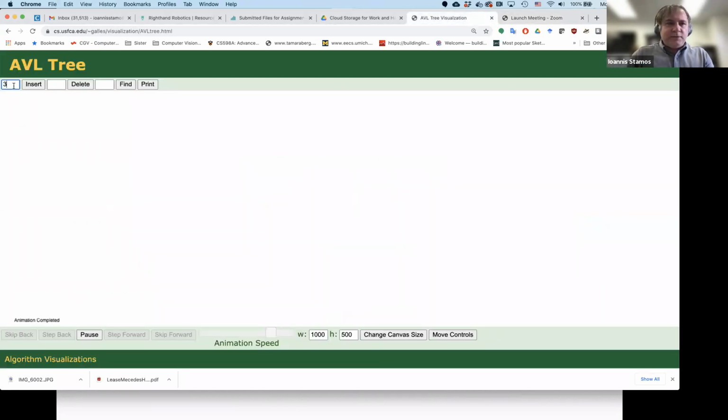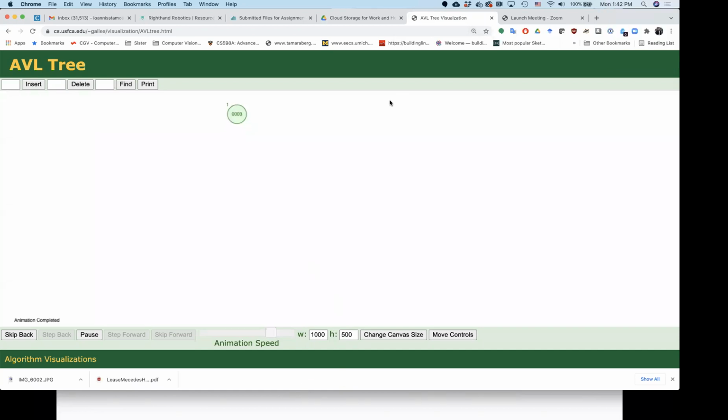All right, 3 to 1. We insert 3. Okay, now that's the applet. The only problem that we have here, can you see it? Yeah, right. This applet just displays the height, but it has a different assumption for the height. It assumes that the height of a leaf node is 1 instead of 0. Okay, that's the only difference.